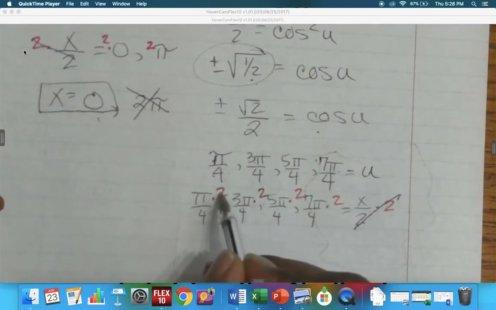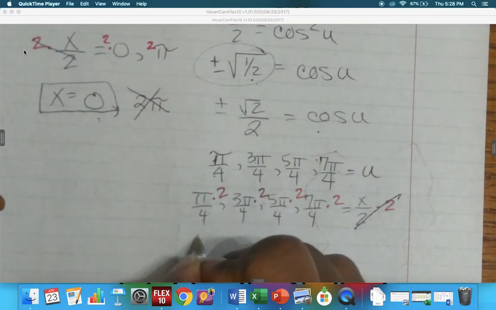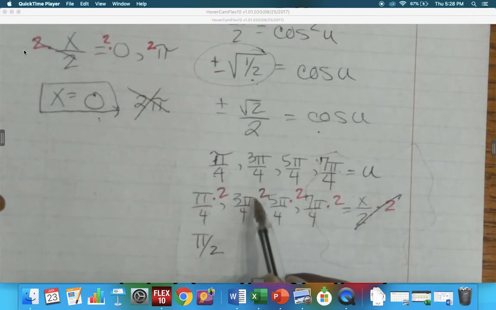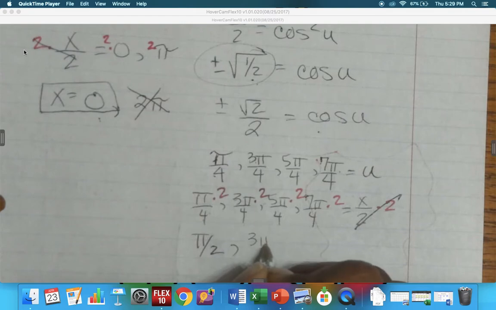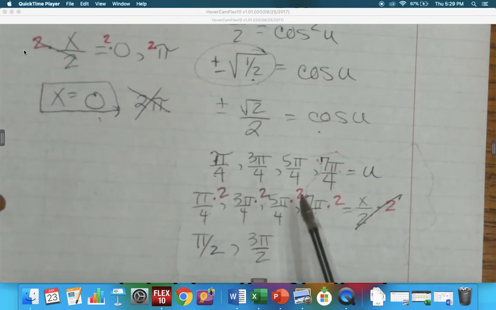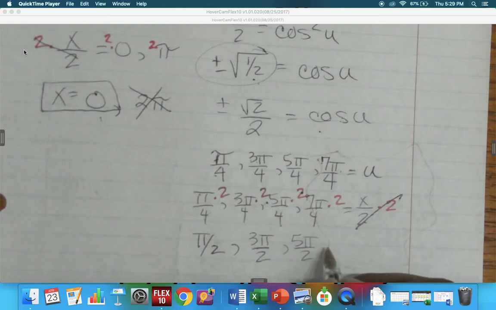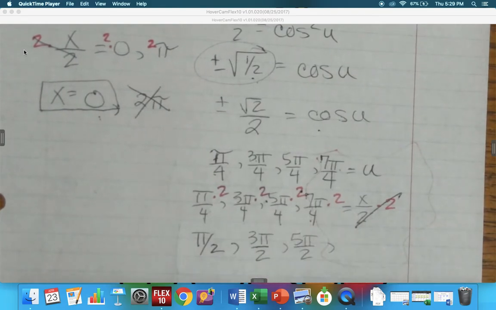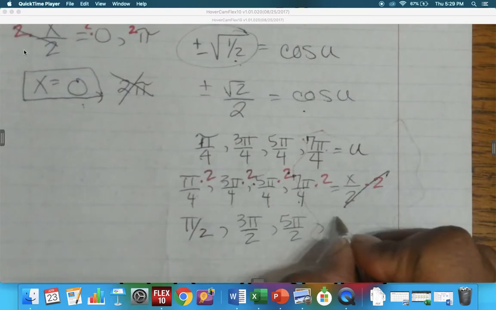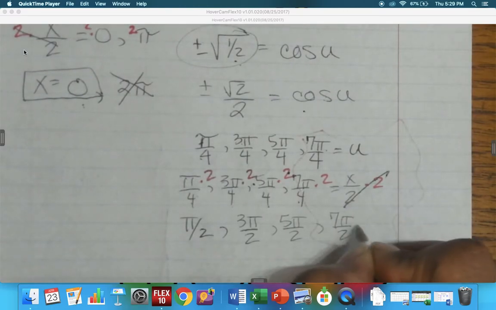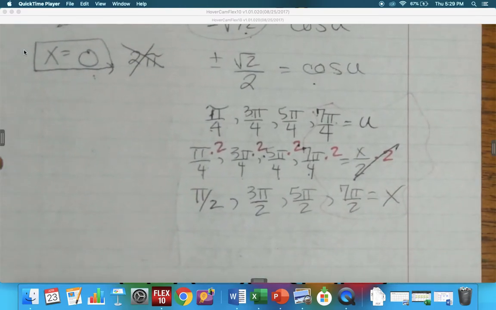So then I get x is 2 pi over 4, which is pi halves. 6 pi over 4, which is 3 pi halves. Right? If you reduce it down. 10 pi over 4, which is 5 pi halves. And 14 pi over 4, which is 7 pi halves. Those are all my possible answers for x.